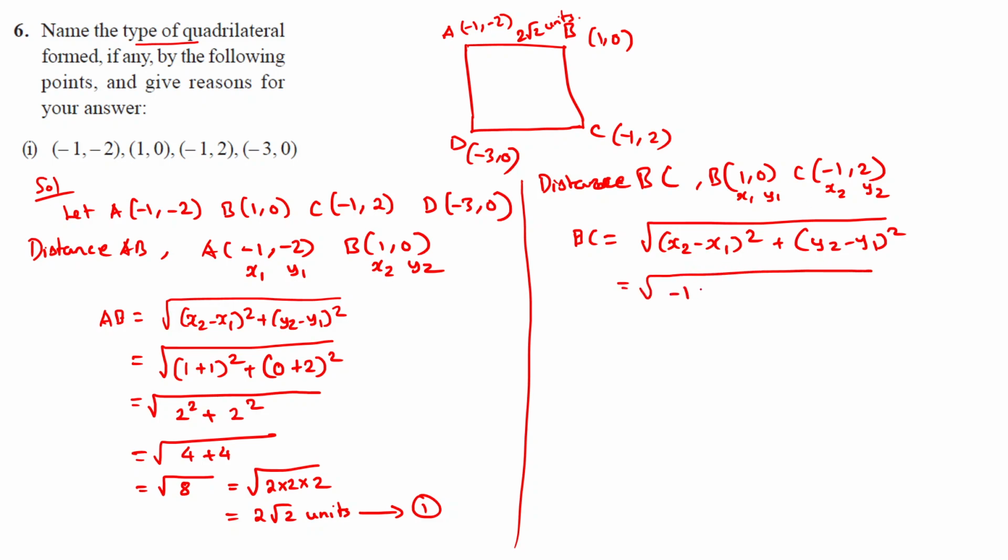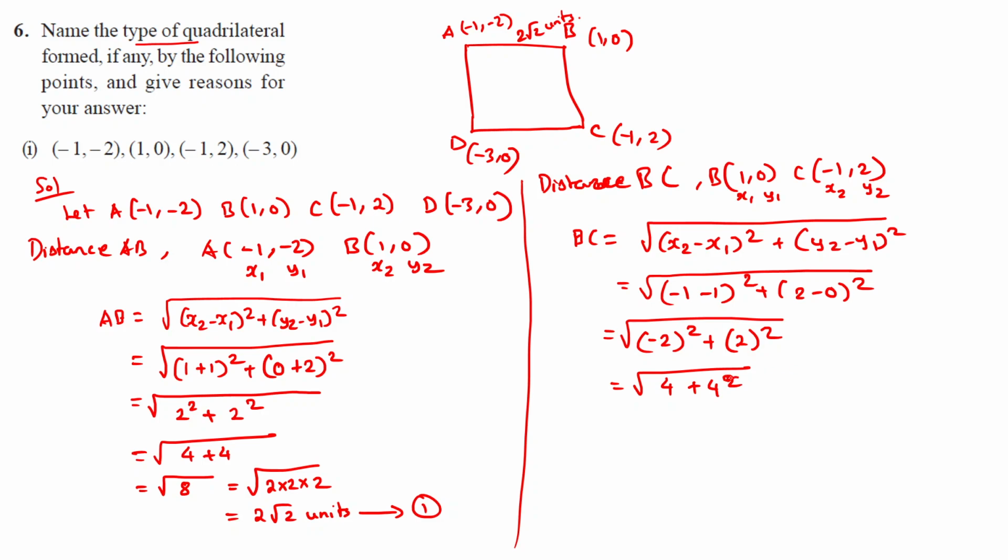Substitute the values: minus 1 minus 1 whole square plus y2 is 2 minus 0 whole square, which is equal to minus 1 minus 1, same sign, so just add it, minus 2 whole square plus 2 minus 0 is again 2 square. We will have minus 2 whole square, an even power, so just neglect the negative value. 2 square is 4, again 2 square is 4. So we will have 4 plus 4 is root 8. Root 8 can be written as 2 into 2 into 2. For one pair of two, we can take 1 outside, 2 root 2 units. Take this as equation number 2.